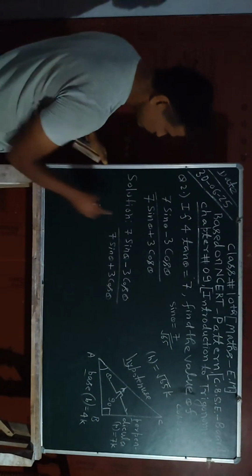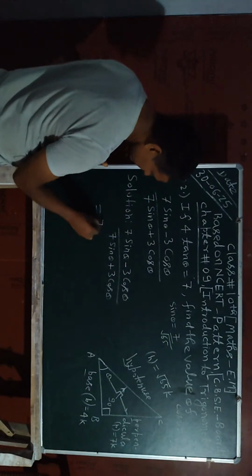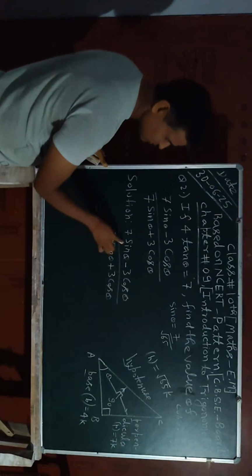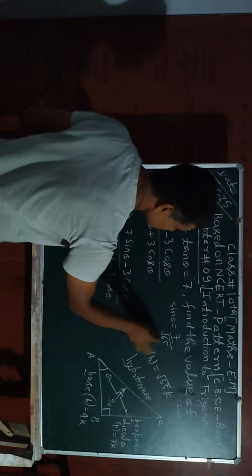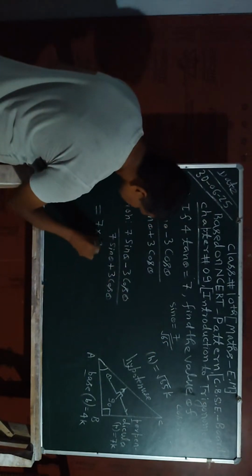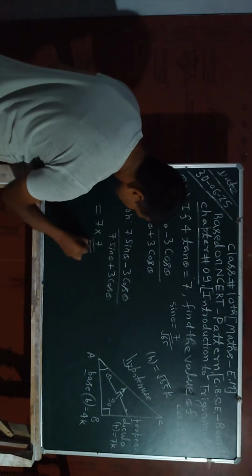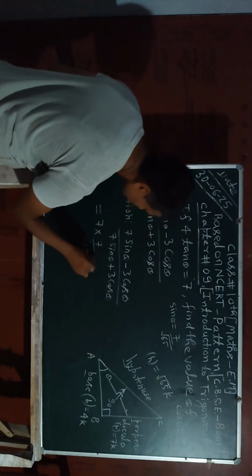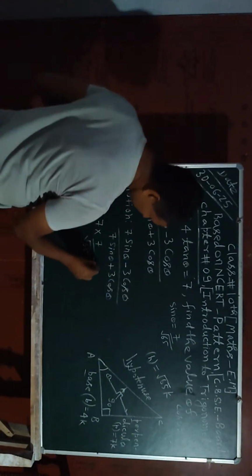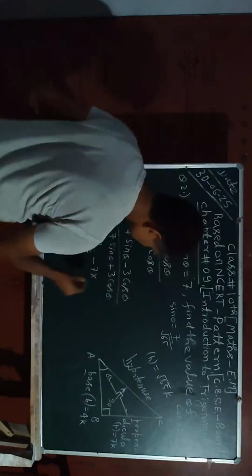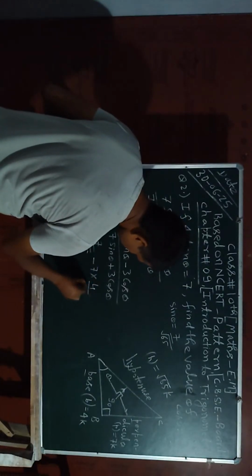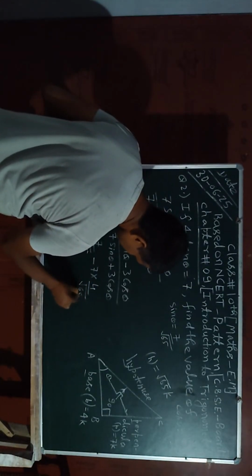Here I will put 7, and in the place of sin theta I can put 7 divided by root 65. Now here minus, and then I will put 7 cos theta. Cos theta is equal to 4 divided by root 65. So here I will put 4 divided by root 65.